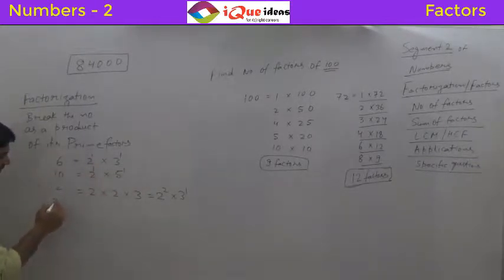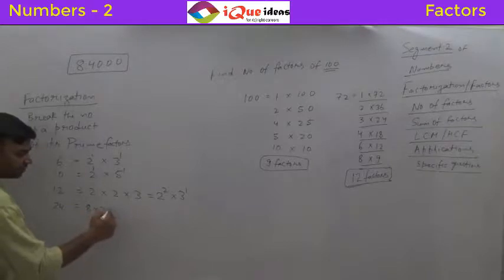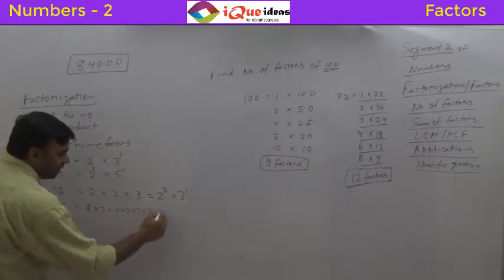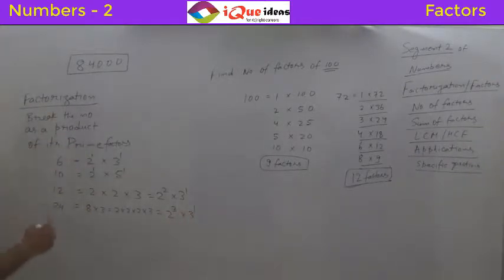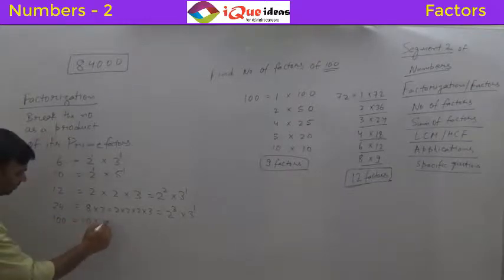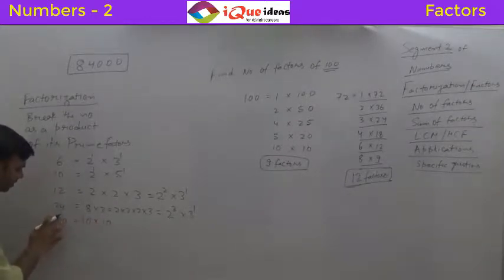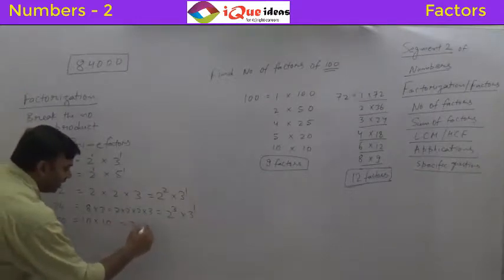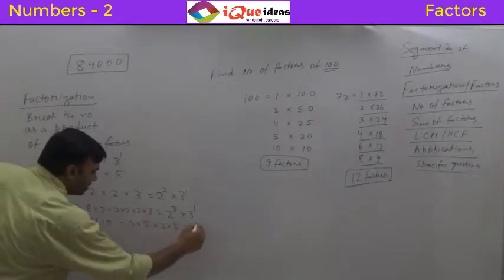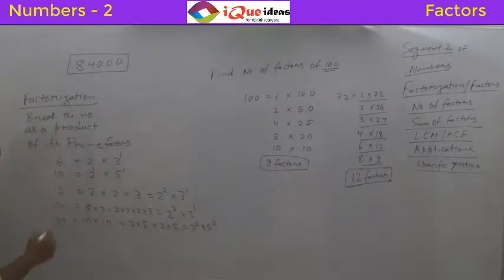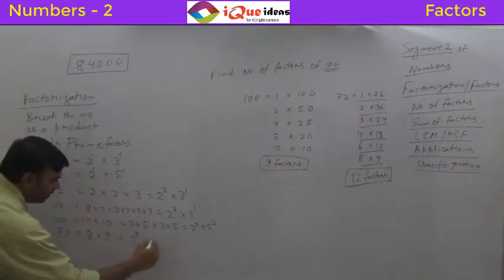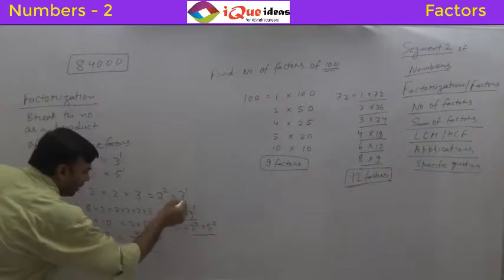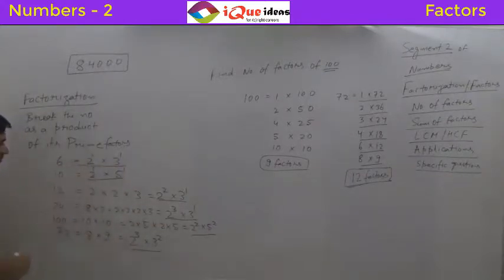Let's say for example 24. It is 8 into 3. Hence it is 2 into 2 into 2 into 3. Now this will be written as 2 to the power 3 into 3 to the power 1. 100. 100 is what? It is 10 into 10. So this can be written as 2 into 5 into 2 into 5, which is further written as 2 square into 5 square. 72. 72 can be written as 8 into 9. Hence it is 2 cubed into 3 square. So as much as you memorize or remember the tables, it will be easier.